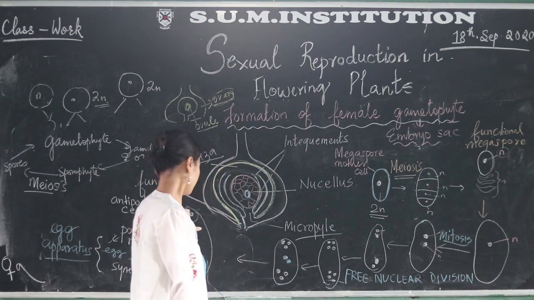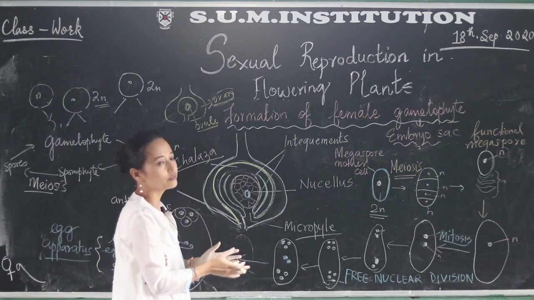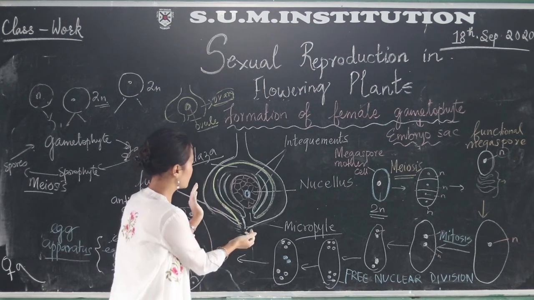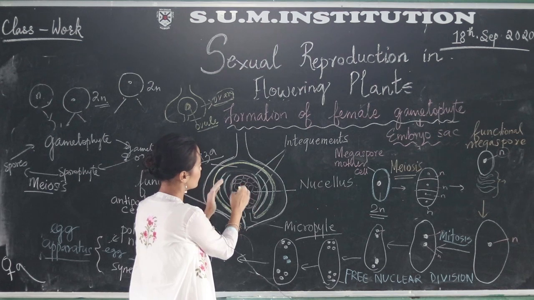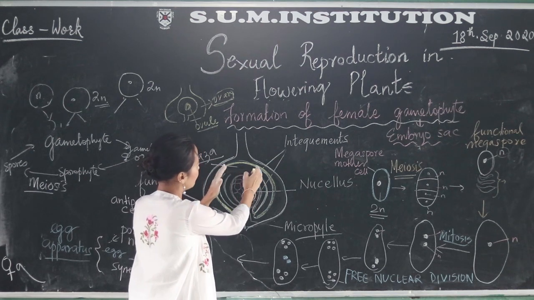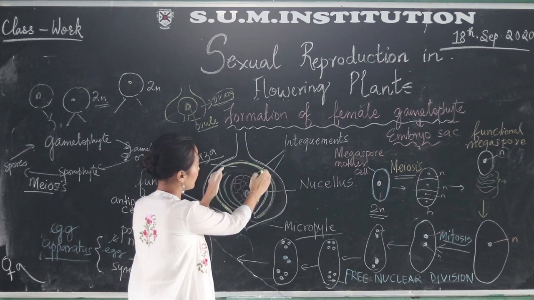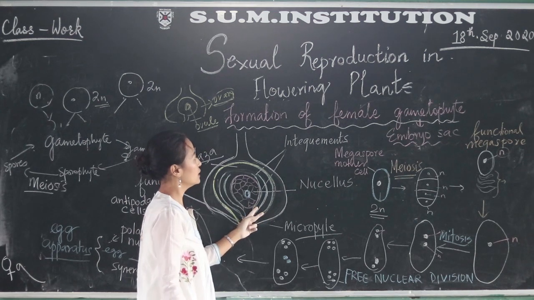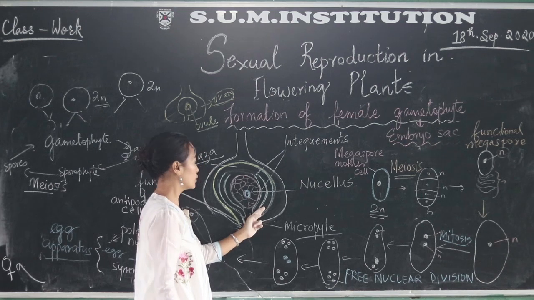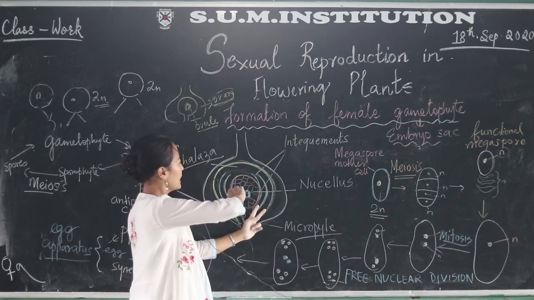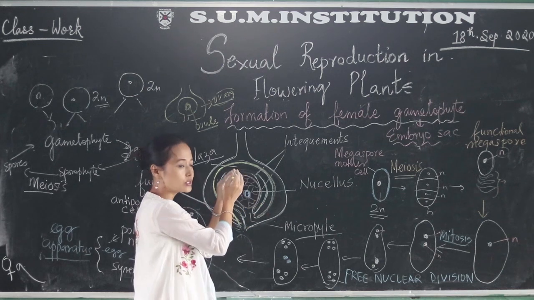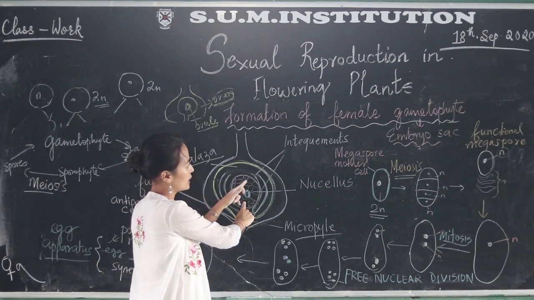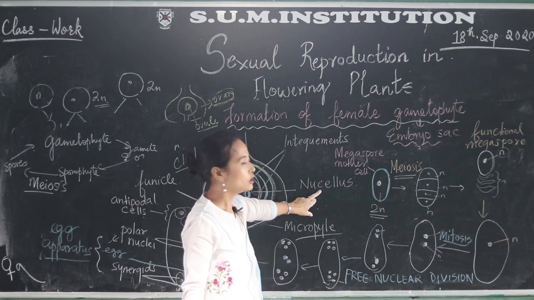Okay, so first, before we go on to the formation of the gametophyte, let's see the structure of this ovule. The ovule is surrounded by two layers, two protective coverings, which we call integuments, the outer and the inner integuments. Enclosed inside the integuments is the general tissue of the ovule, which is known as the nucellus.